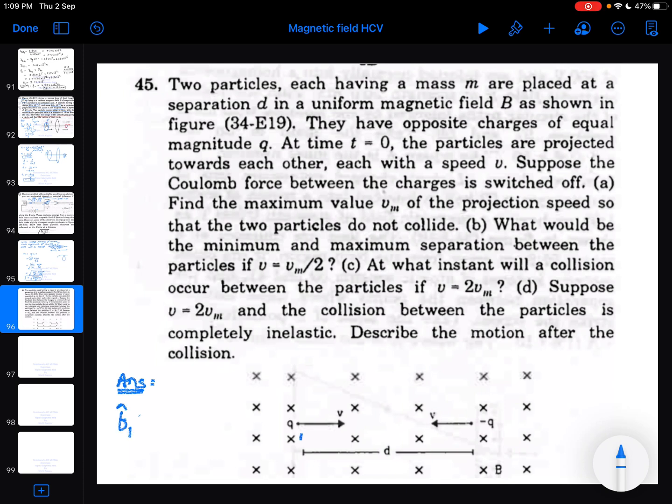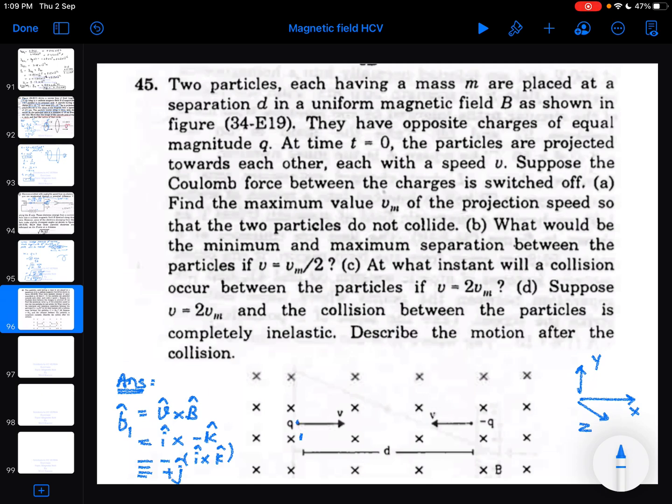The force on the particle can be easily found by the cross product of the direction of velocity and magnetic field. I am taking this as the x-axis, this as the y-axis, and this as the z-axis. As this particle is going towards the right, it is i cap, and the magnetic field is perpendicular, inward to the board, so it will be minus k cap. Now minus can be taken as outside, so it will be i cross k, and by the cross product rule we know that i cross k is minus j, and minus minus plus, it will be plus j.